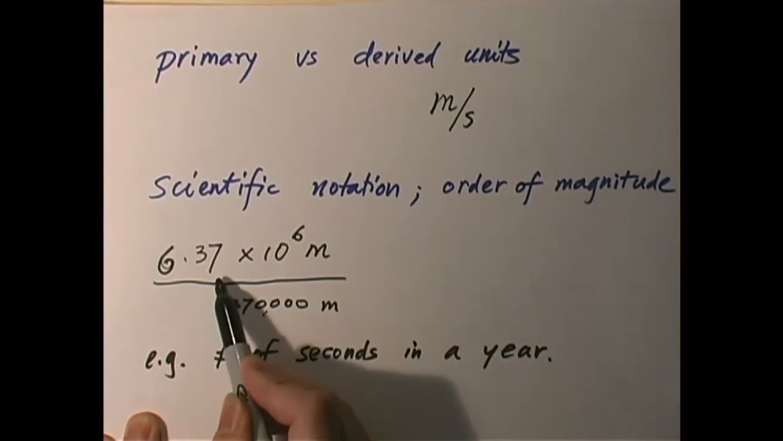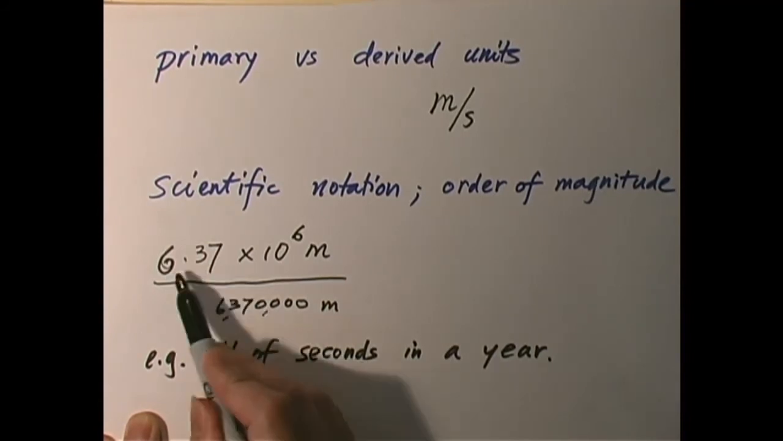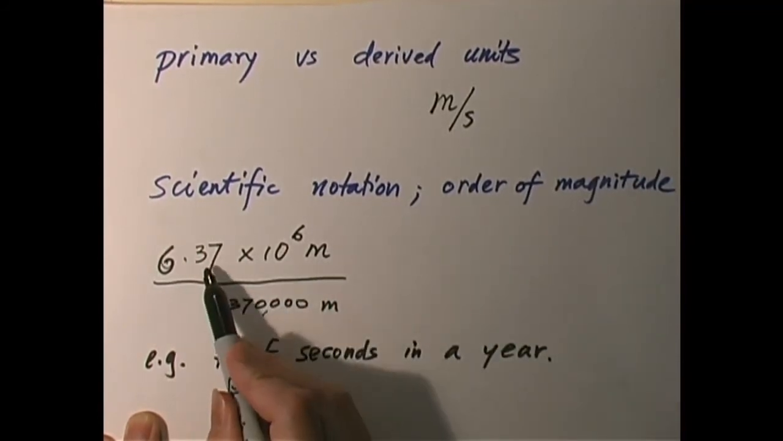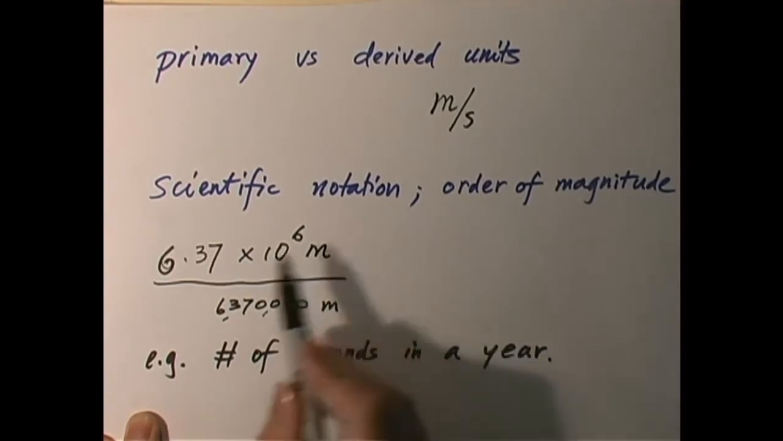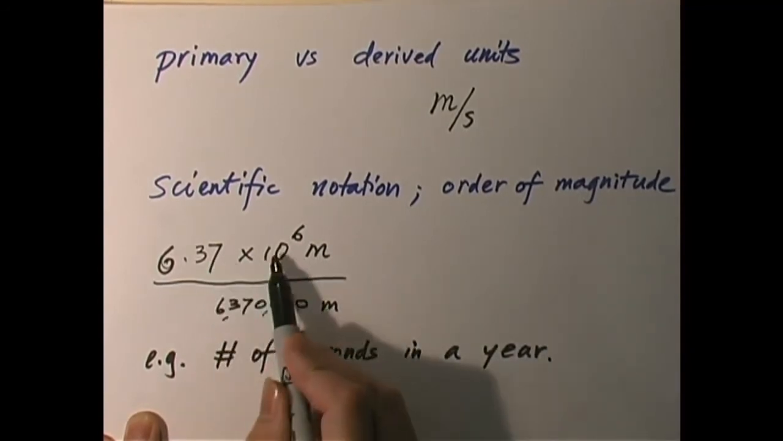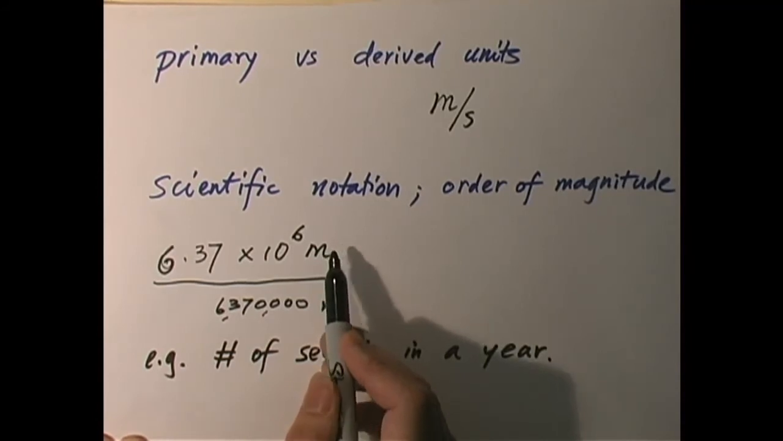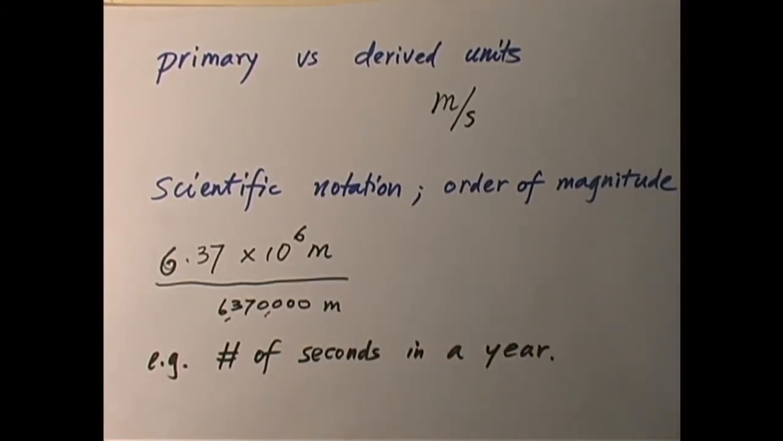But with this notation, it's clear that you know these three significant figures, 6.37. You don't know what the next one is. So your accuracy is down to 0.01 times 10 to the 6 meters. It's about 10,000 meters or 10 kilometers. That makes sense. Okay, so you will know how big it is, and you will know the accuracy immediately by using scientific notation.